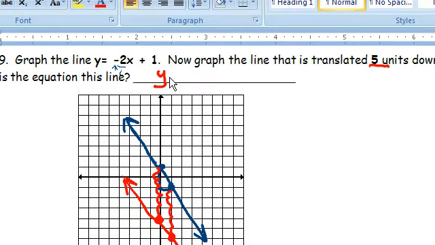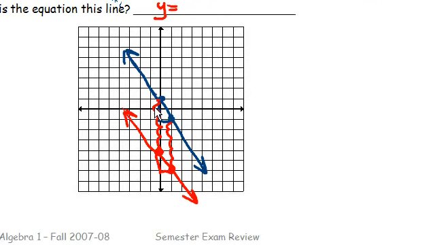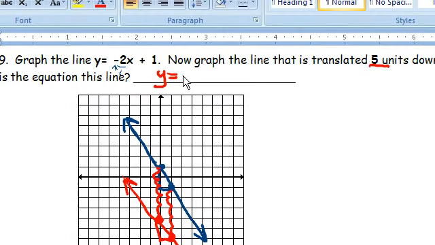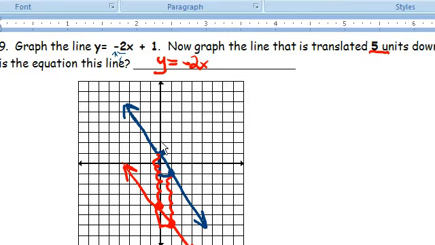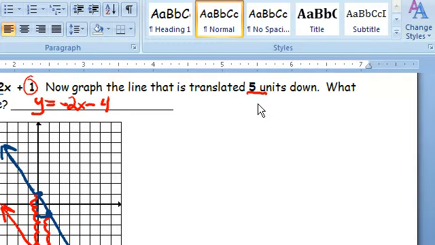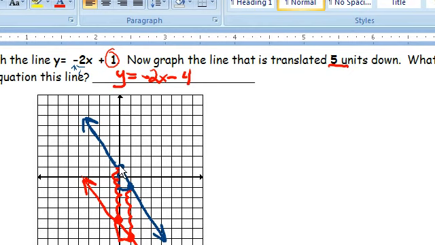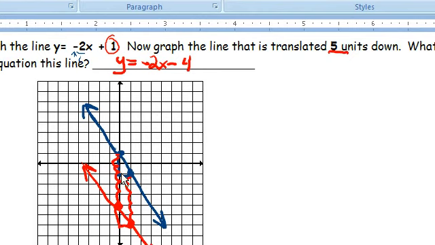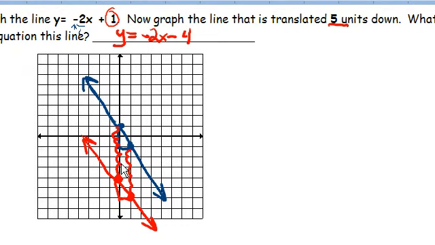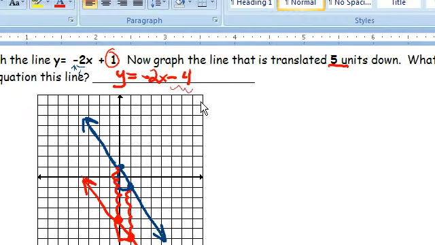So the equation of our new line still has the same slope, same rise, same run as this one. So our slope doesn't change, it's still negative 2. But the y-intercept has changed. The y-intercept is no longer positive 1, it's now negative 4, because we translated every single point down 5 units. And the y-intercept here was plus 1, so if we subtract 5 from that, that brings us down here to 1, 2, 3, to negative 4, which is how I got that number right there.